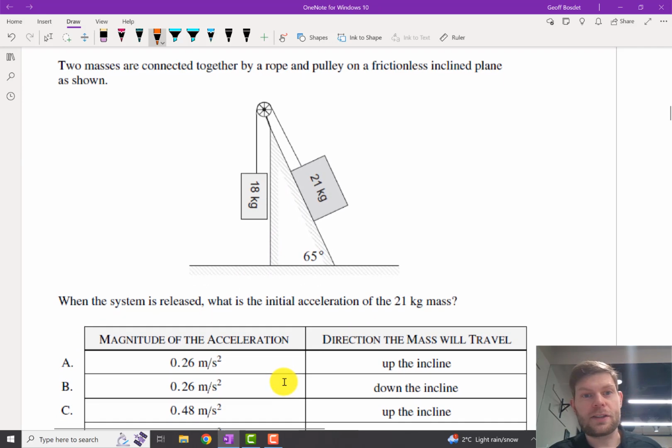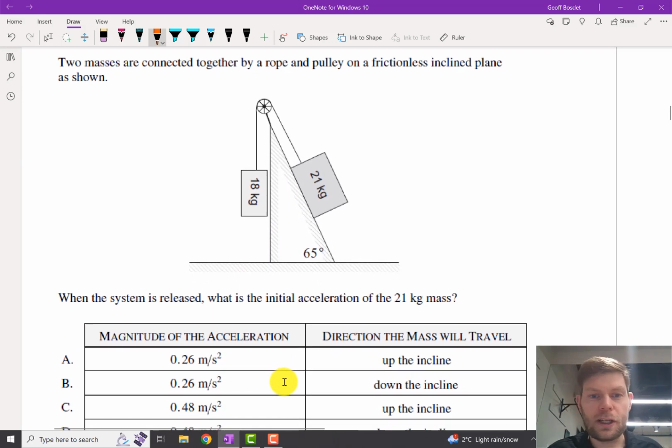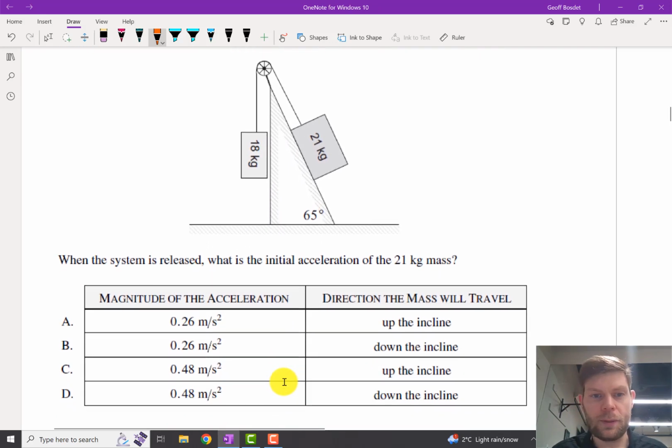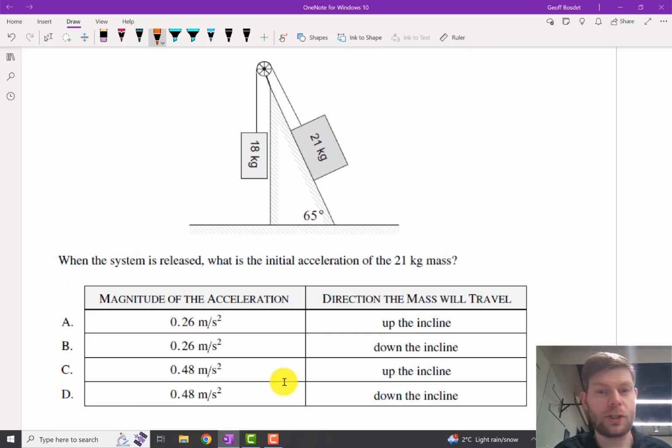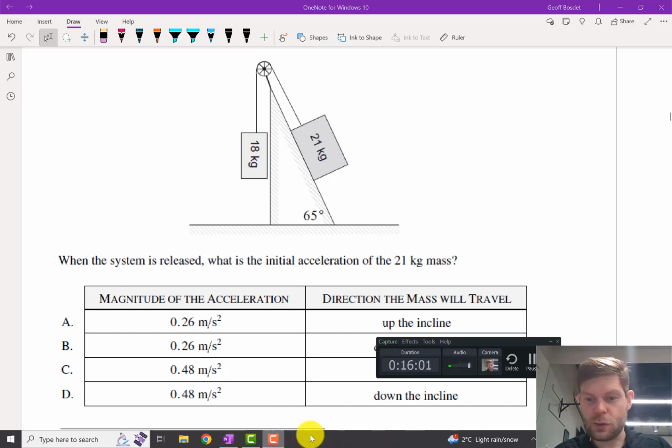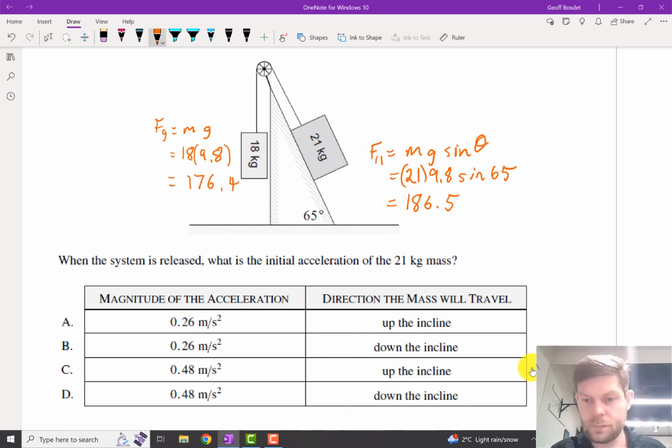Next guy. Two masses are connected together by a rope and pulley on a frictionless inclined plane as shown. We got a pulley thing. I'm probably going to use the whole system because I don't know tension and I don't want to know tension. It might be a little tricky to figure out which is the bigger force, like which way it's going to go. Just because this one's smaller, but this one's at an angle. So I'm just going to calculate what they are. I'll pause for a second, do that.